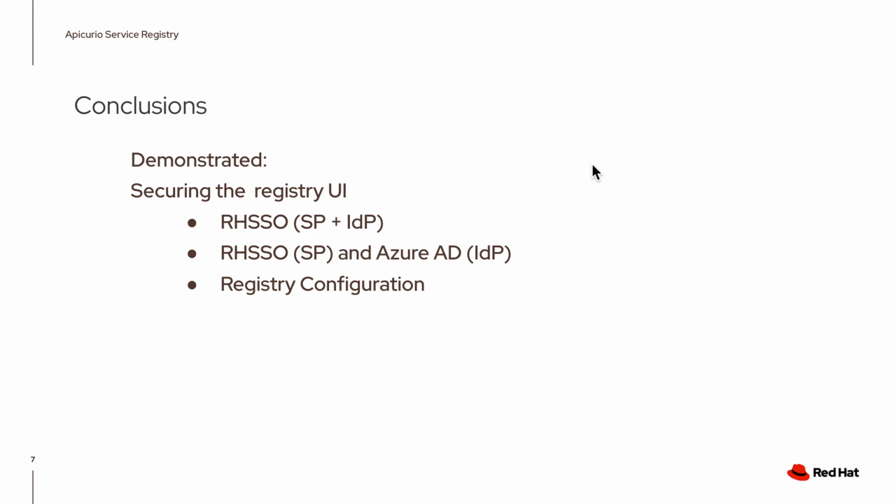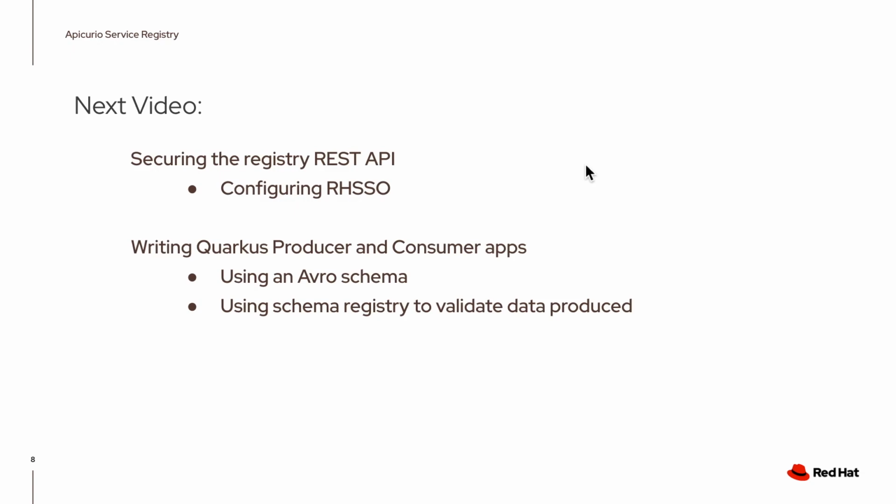That concludes today's demo. Tune in next time when I will be talking about how to secure the registry's RESTful API. Of course, you need to configure the RHSSO. And also, I'm going to show you a couple of Quarkus applications. One is a producer, one is a consumer. Those applications will be using the Avro schema for the message. They will be using the schema registry to validate the data produced.